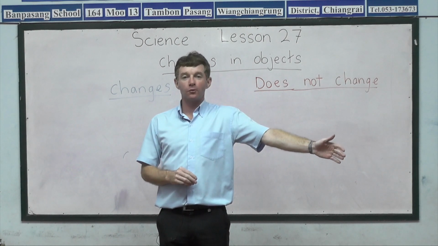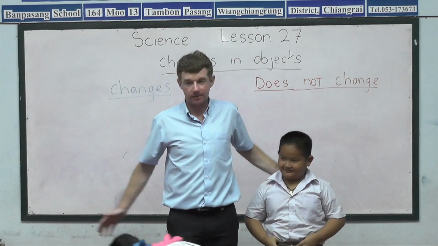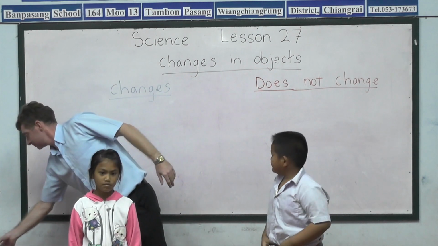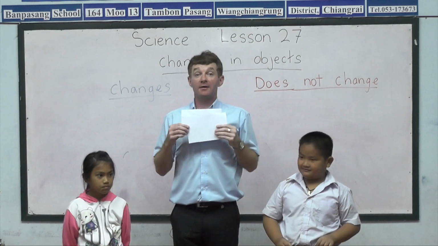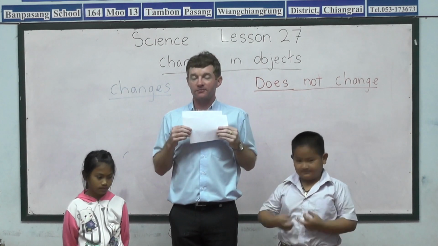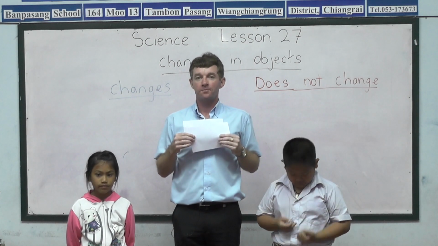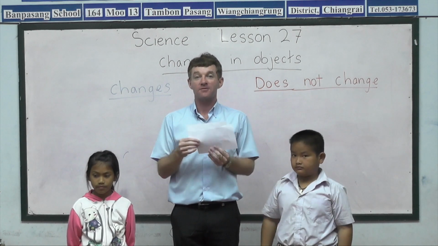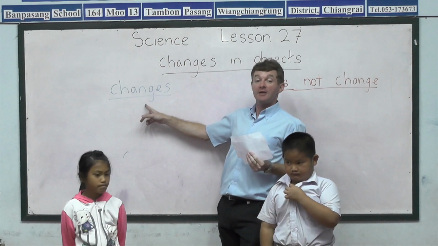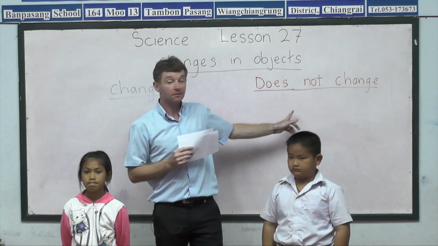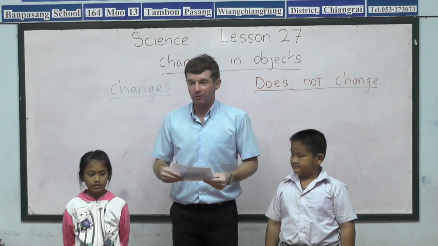You will ask your students to come and stand at the front of class. Can I have one here? Thank you. We have the flashcards. You will give the students the flashcards. Give them both the same object. What they need to do is look at the object and stick it in the correct column, either changes or does not change. So are you ready, guys?